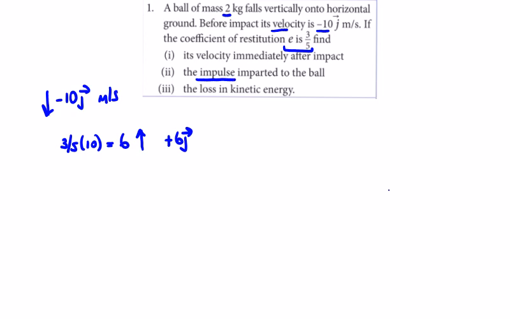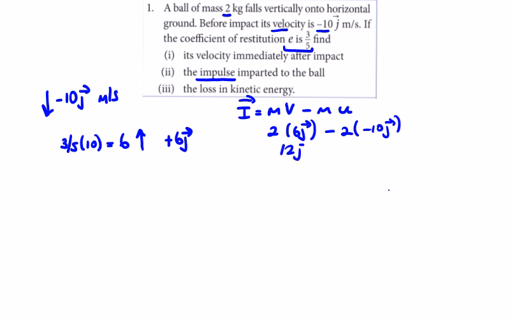The impulse imparted to the ball is going to be its mass times the velocity afterwards minus the mass times the velocity beforehand. So we have 2 for the mass times the velocity afterwards, 6j, and then minus 2 times the velocity before, which is minus 10j. So you can see we're going to get 12j plus 20j, so the impulse is 32j in Newton seconds.